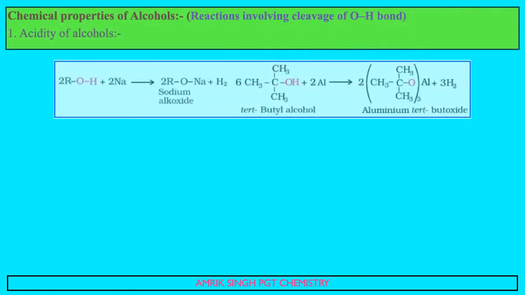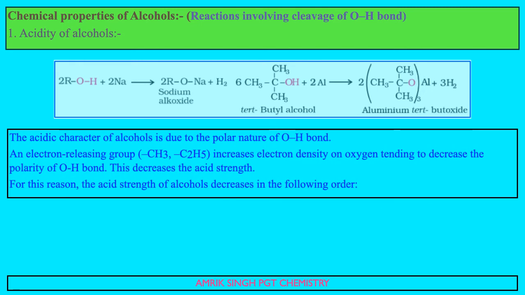Alcohol reacts with sodium and produces hydrogen gas and sodium alkoxide. They also react with aluminium and form hydrogen gas. The production of hydrogen gas indicates the existence of H positive somewhere, and alcohol has an acidic nature. The acidic character of alcohol is due to the polar nature of the O-H bond.